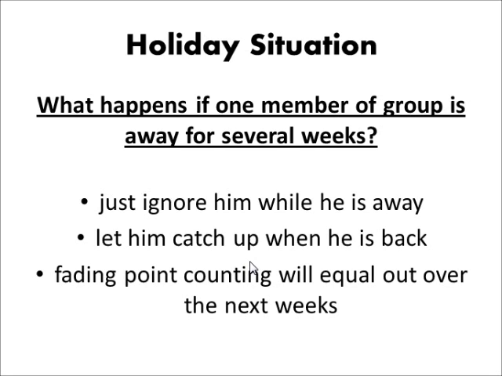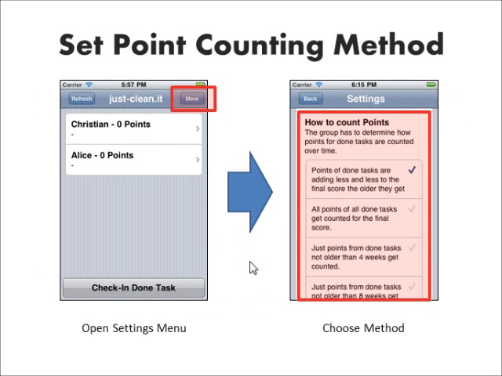And automatically, with the fading points, after several weeks, his time of absence is not counting much anymore, because it's in the past, and the further it gets into the past, the less it counts compared to the other people within that period. So that's the good thing about fading points. We like them very much, and we think it's a good concept. But if you don't like it, you can change this. You can set the counting method, for example, to count all points. To do this, you go to the More option, you get to the settings, how to count points, and there you can change it.